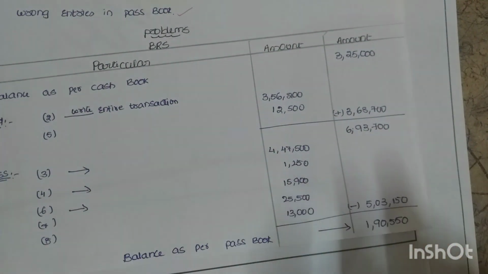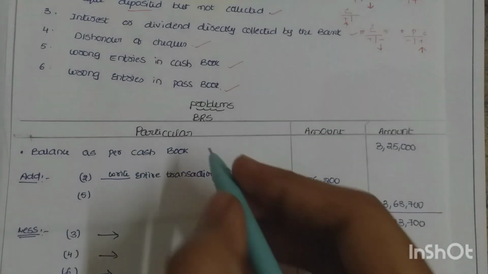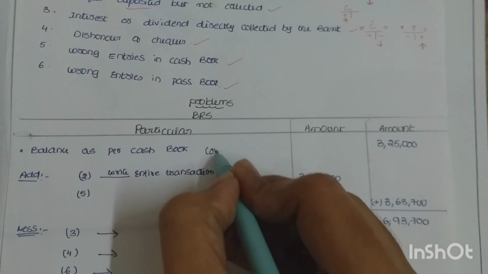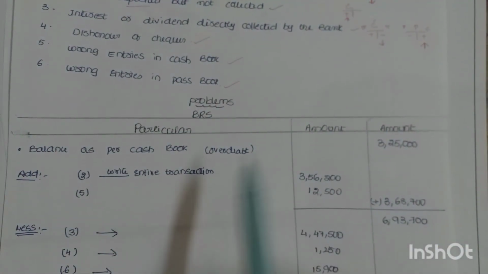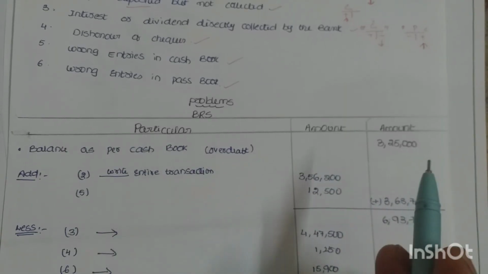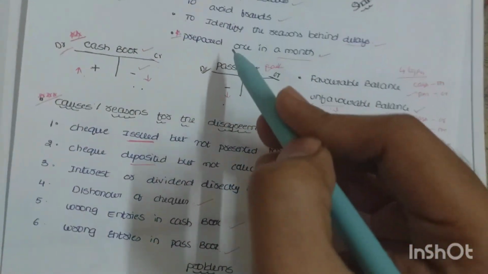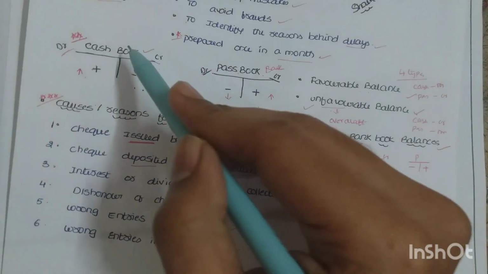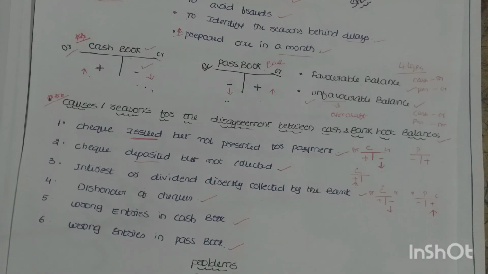Now one thing I want to tell you, remember while you are doing the problem, if overdraft is given, what is the meaning of overdraft? Already I told, right? Minus sign. Sometimes they will directly give unfavorable balance of cash book, unfavorable balance of passbook, or cash book credit balance, which means it is also unfavorable balance. Passbook debit balance is nothing but unfavorable balance. Or cash book credit balance, it is also nothing but overdraft or unfavorable balance.